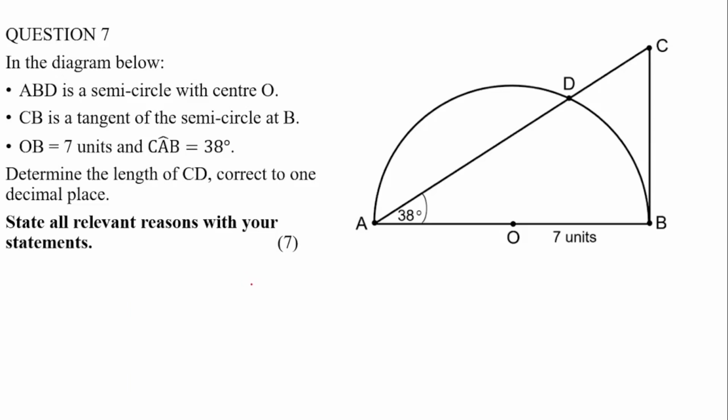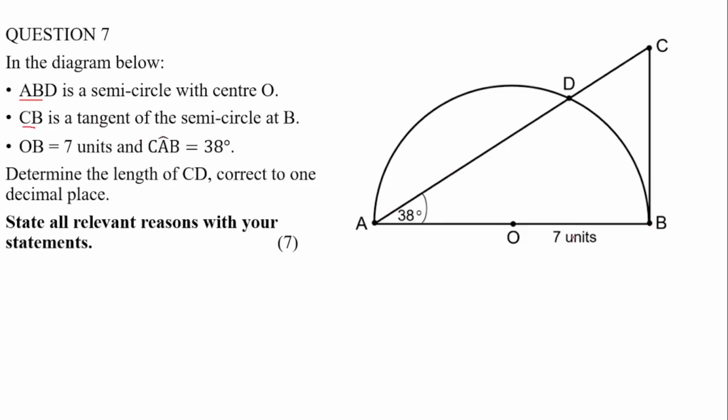Welcome back. Let's do question 7. In the diagram below, ABD is a semicircle with center O. CB is a tangent of the semicircle at B. So CB is the tangent.